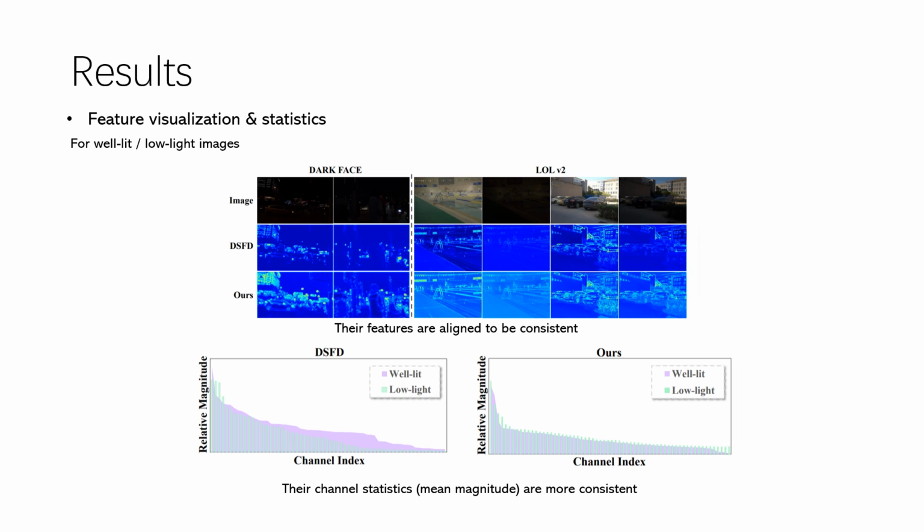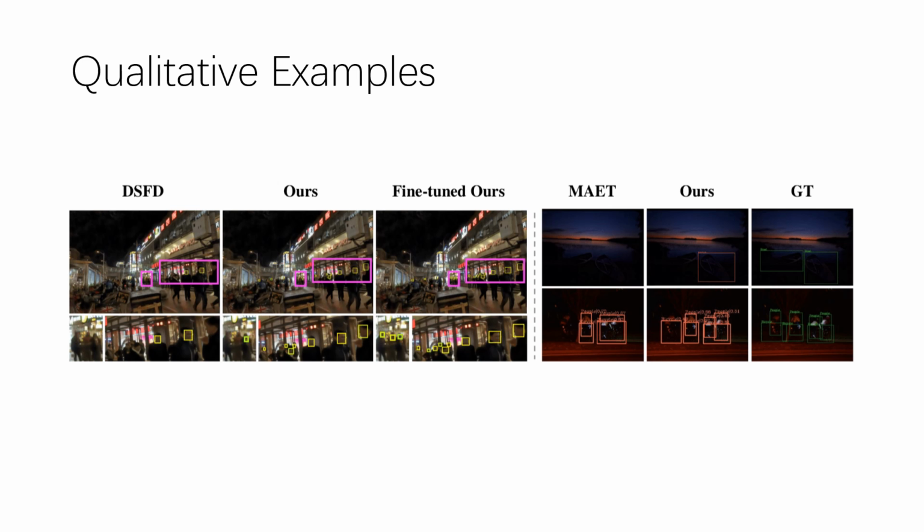And secondly, we investigate their channel statistics and show that there are some inconsistencies between the features of well-lit images and low-light images in the vanilla detector. However, after applying our method, their channels are also better aligned and more consistent. This is why they have a better generalization ability to the low-light images. And at last, we show the qualitative examples to show the improvement of our method.